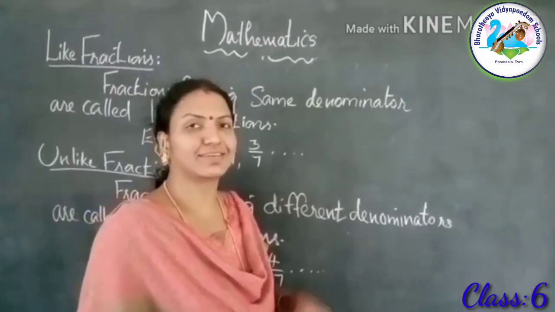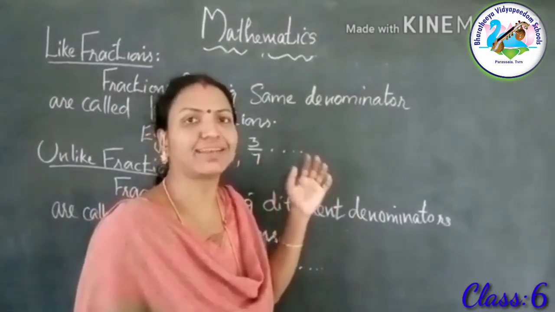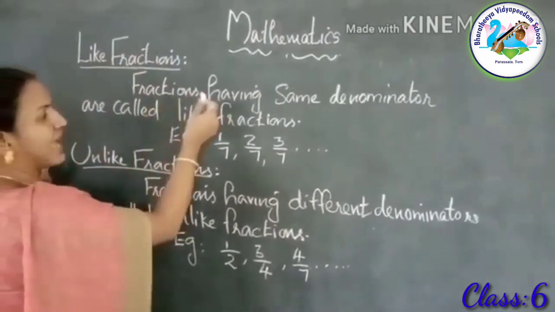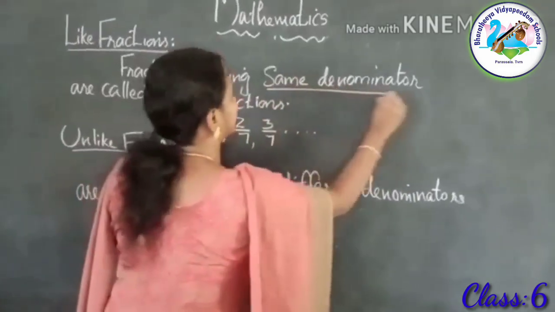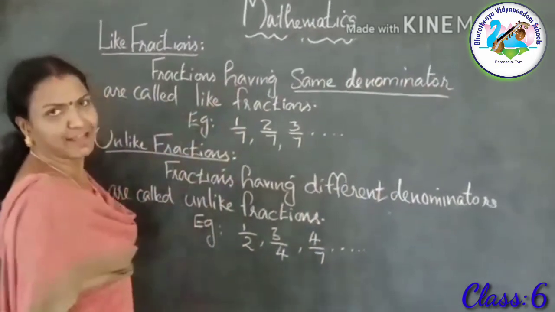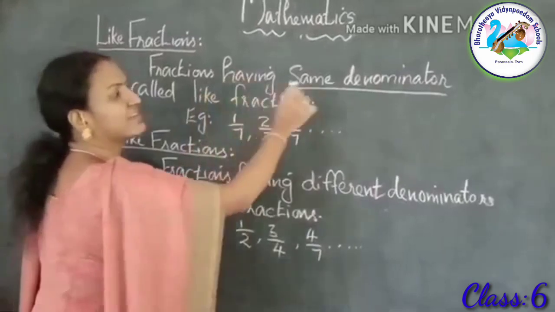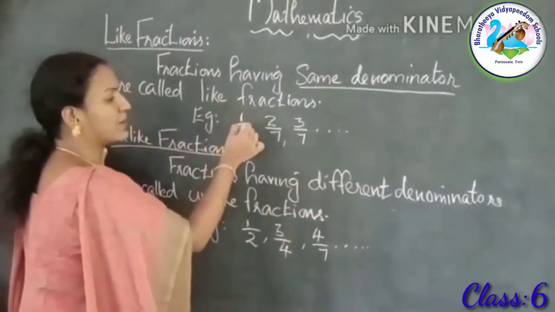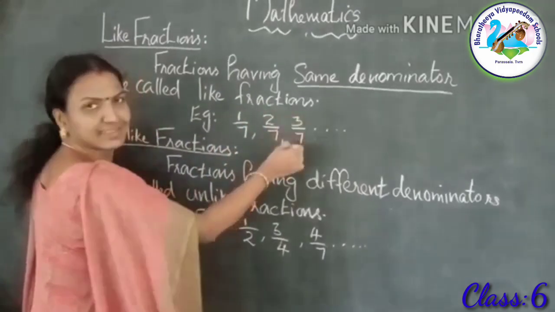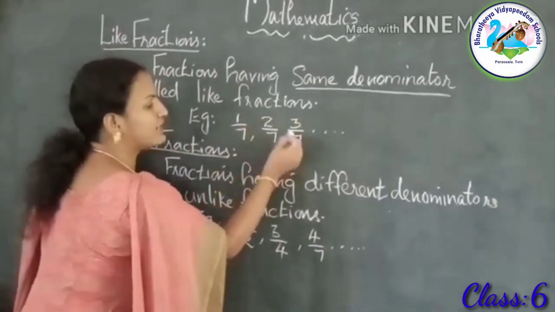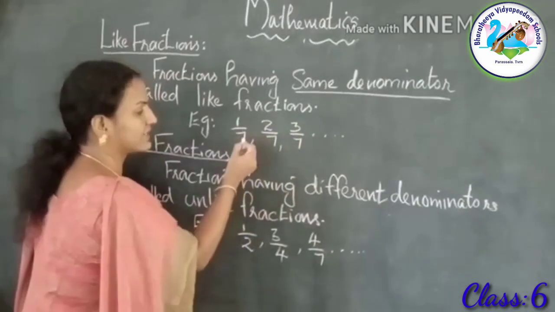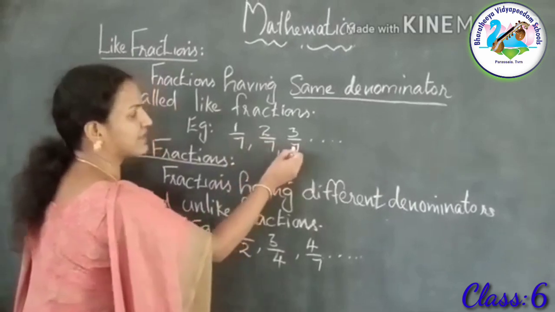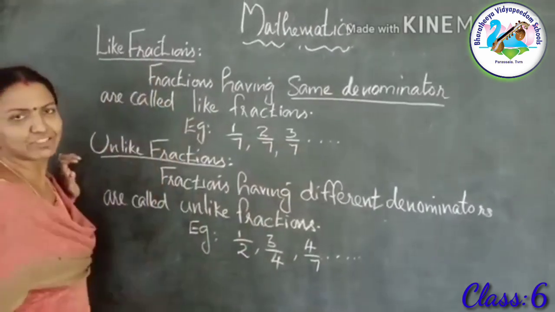Next, we shall discuss the definition of like fractions and unlike fractions. Like fractions: fractions having the same denominator are called like fractions. For example, 1 by 7, 2 by 7, 3 by 7. Here the denominators of these fractions are the same, 7, 7, 7. So fractions having the same denominator are called like fractions.